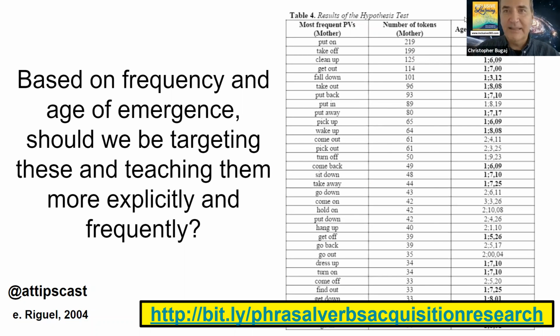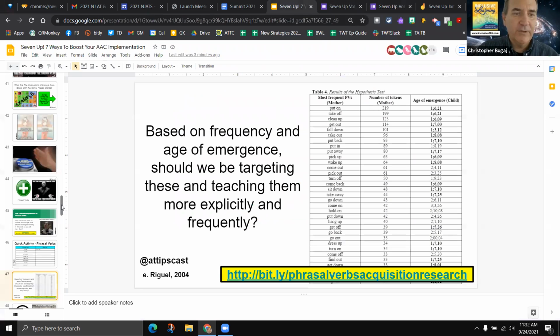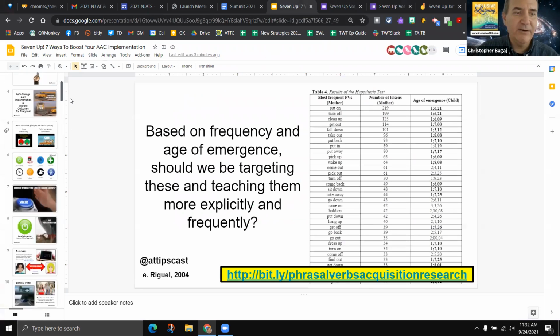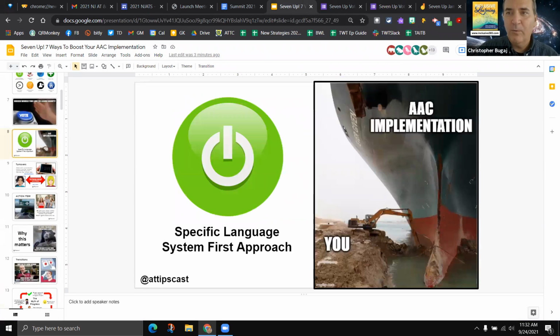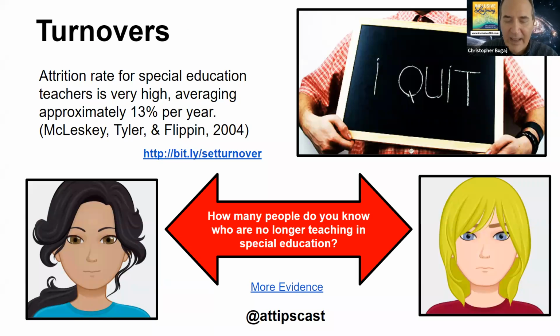All right, let's take a look at, okay, I think our number 3 was peer support and specific language system first approach. Let's do specific language system first approach first, if people wanted to hear about that, and that's right here at the beginning. So what is the specific language system first approach? It is essentially a way to address a number of problems all at once.